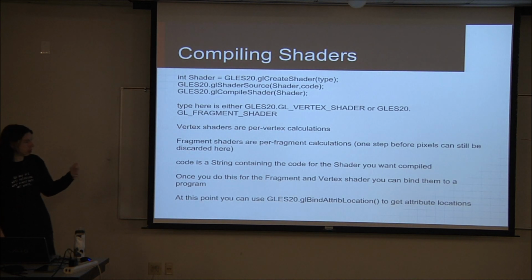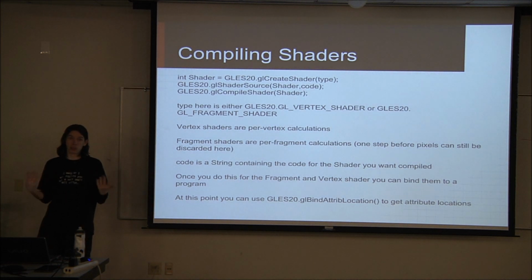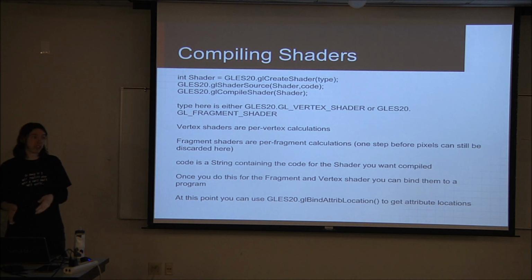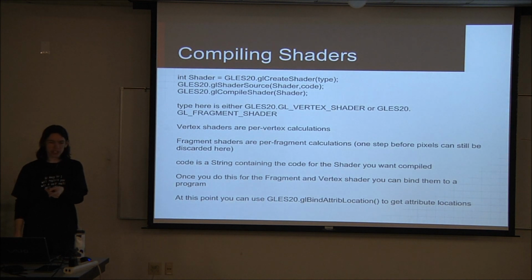Once you do this, you have to bind them to a program. At this point, you can use GL bind attribute location to get the attribute locations instead of using GL get attribute location later. You're basically saying, give me a position. It's going to work nicer that way, as you're guaranteed to have a position, as you're saying, hey, that position is now this. Lovely.